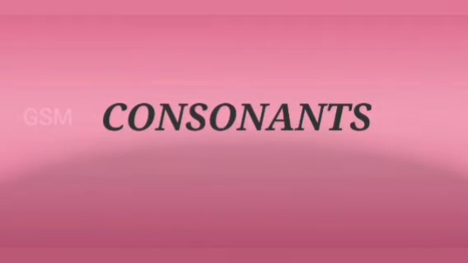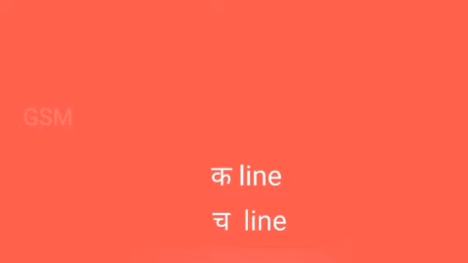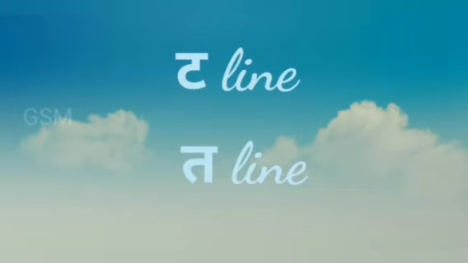Nice to meet you. Today we are going to see about consonants. In previous class we have seen about ka lion and cha lion. Let us recall it. Ka kha ga gha nga, cha chha ja jha nya. Today we are going to see about ta lion and tha lion.